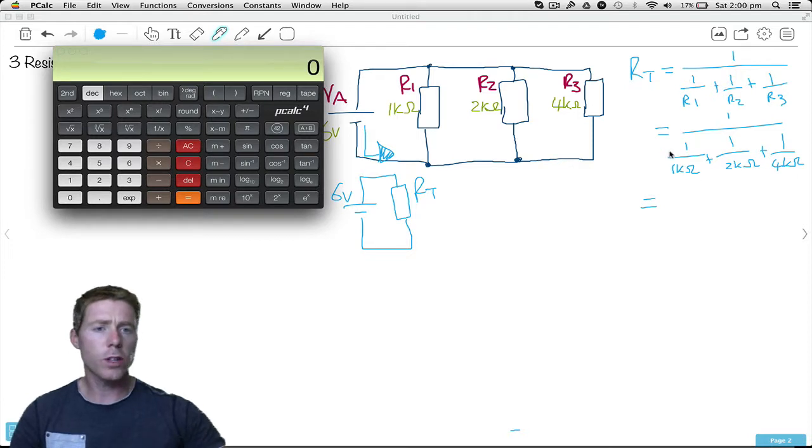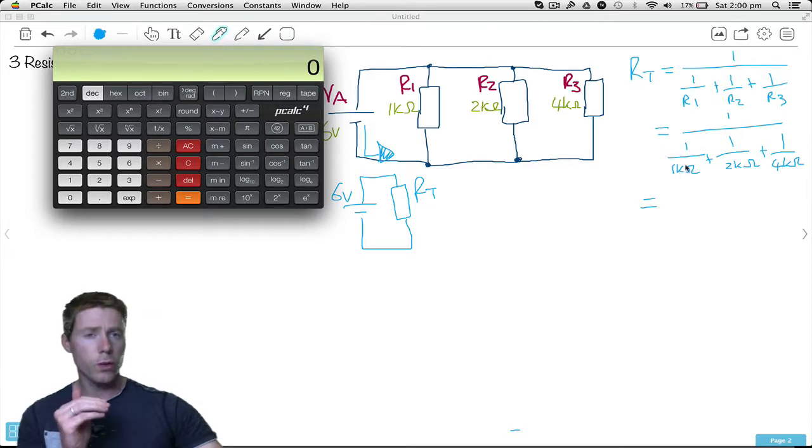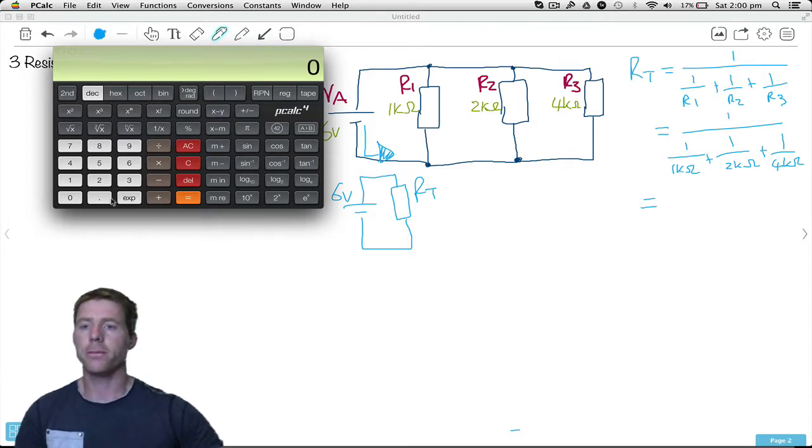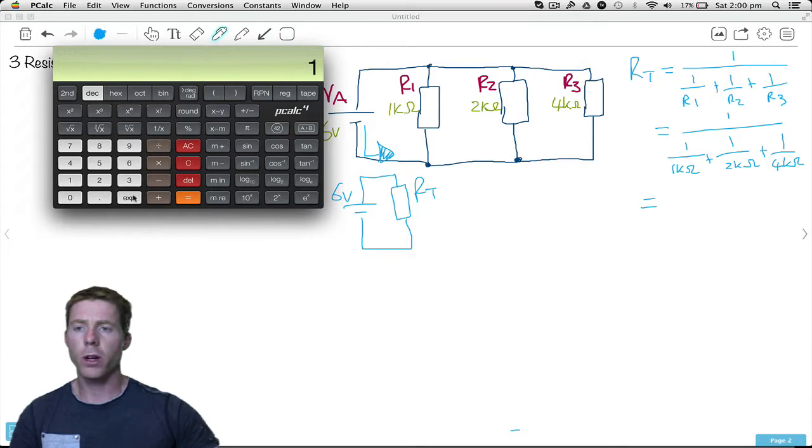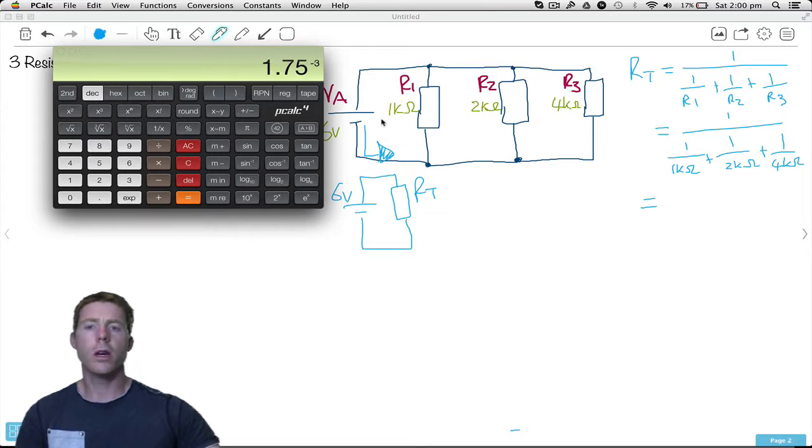So I'm going to do the stuff down the bottom, just like in the previous lecture. We do the stuff down the bottom first. Then once we've got all of that, we then do 1 divided by that. So 1 divided by 1K plus, now we've got to plus this one, and we have to put that in brackets. Open bracket, 1 divided by 2K, close the bracket, plus, open the bracket for the last one, 1 divided by 4K. Close the bracket, equals. Now that answer there is the answer for all that stuff underneath that line.